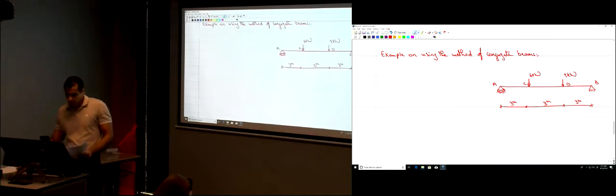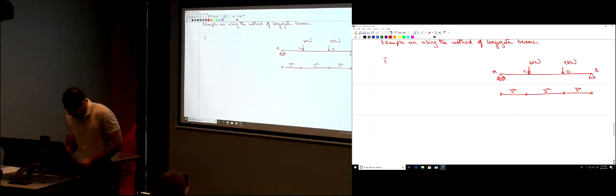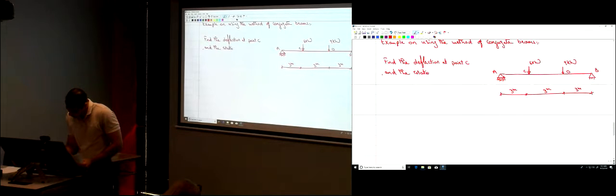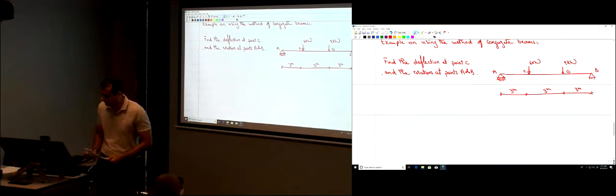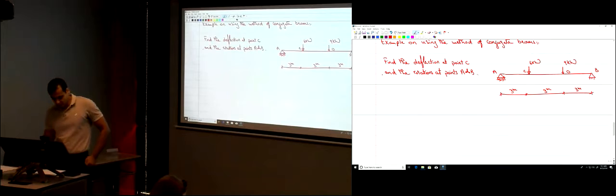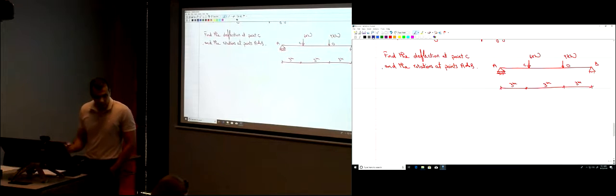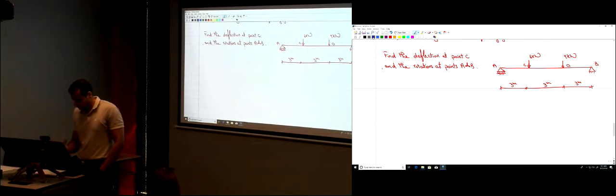Okay? In this problem, we're required to find the deflection at point C and the rotations at points A and B. Okay? So the method of conjugate beam is a method that is used, okay, to calculate the deformations, deflection or rotation at different points.